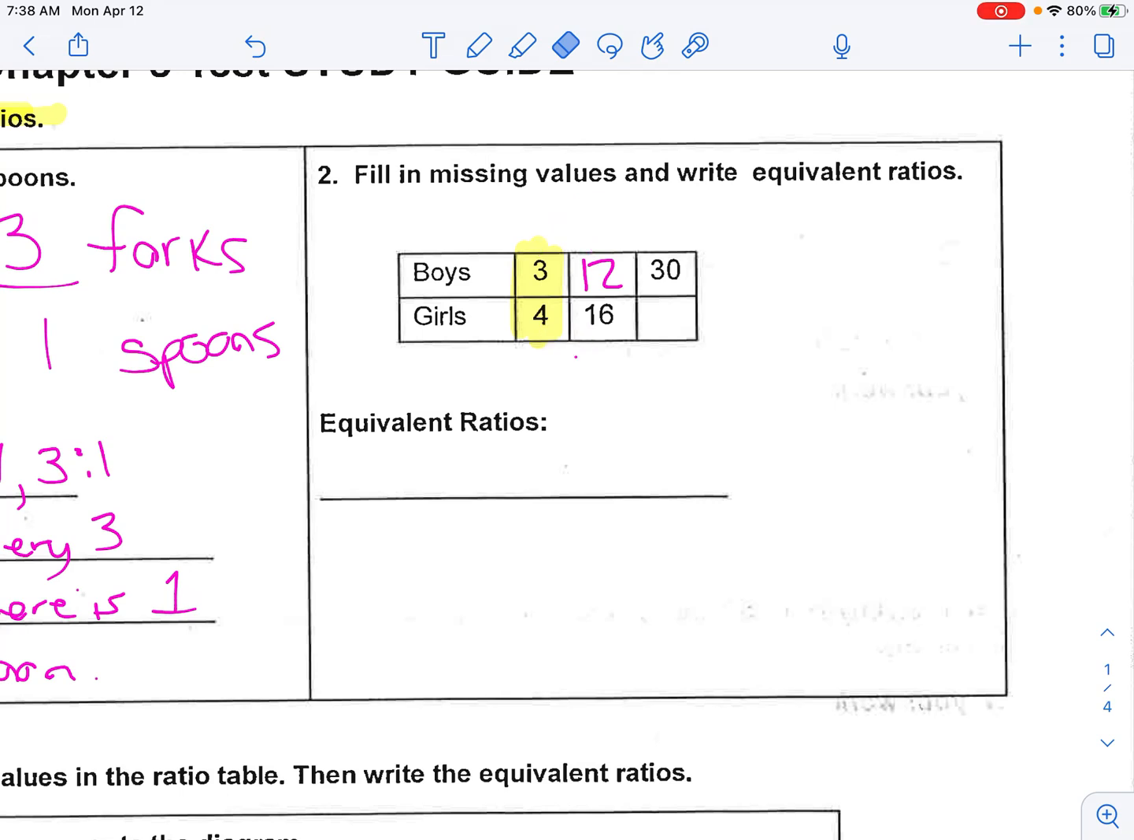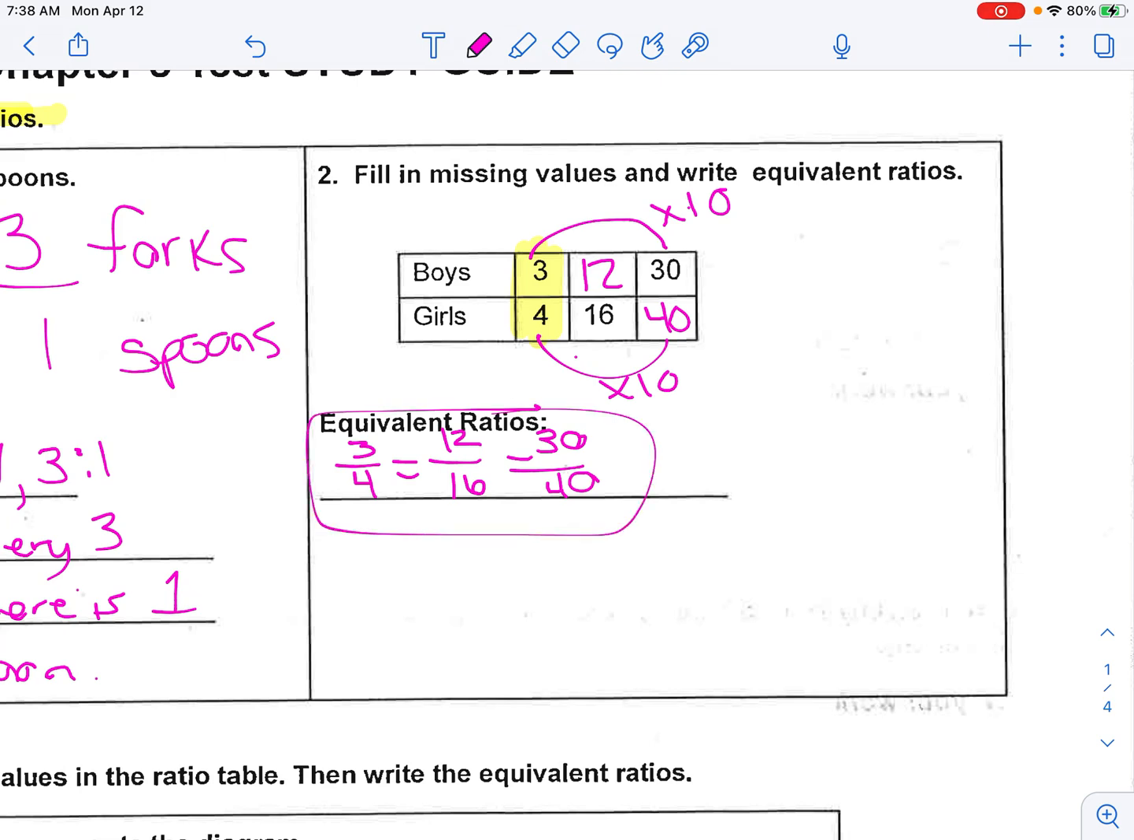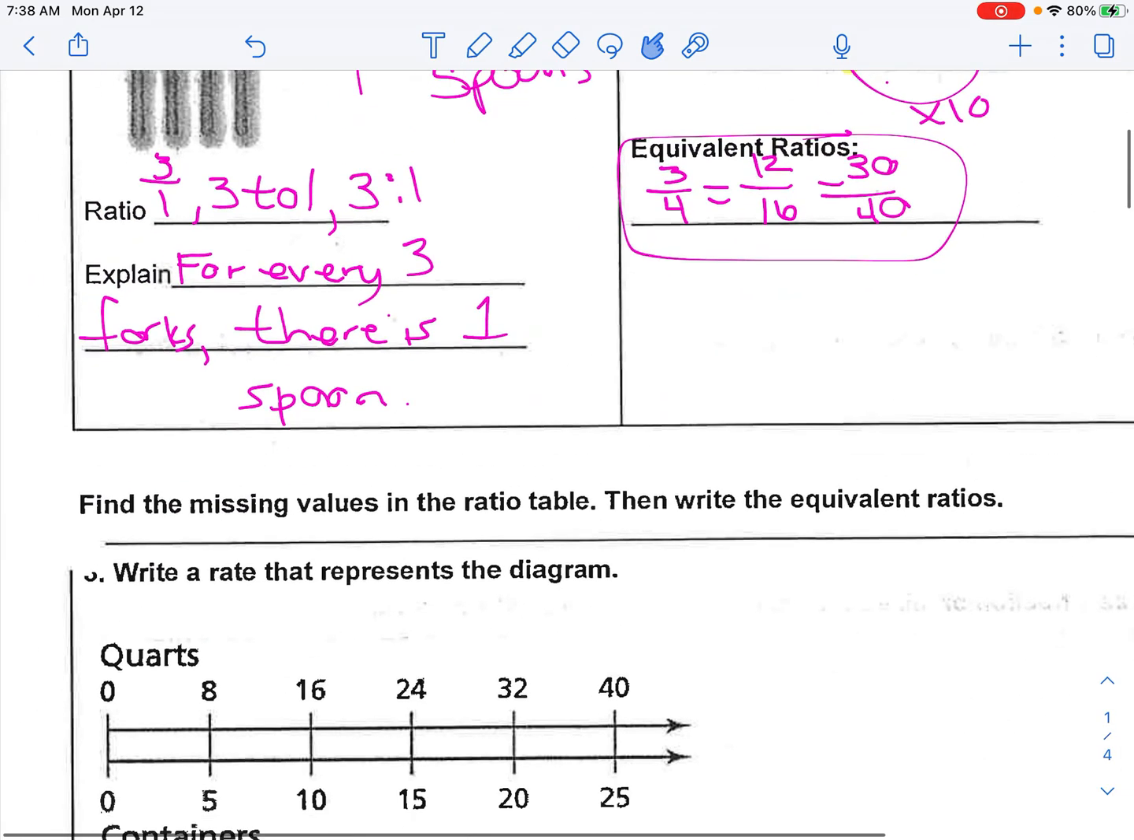Now that I've solved for that, I'm going to look at my last box. And I see a 3 and a 30. So I know that that's times 10. So our equivalent ratios are 3 to 4 is equal to 12 to 16 is equal to 30 to 40. That would be your final answer for number 2.